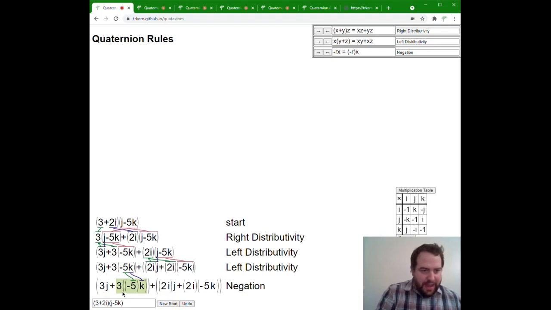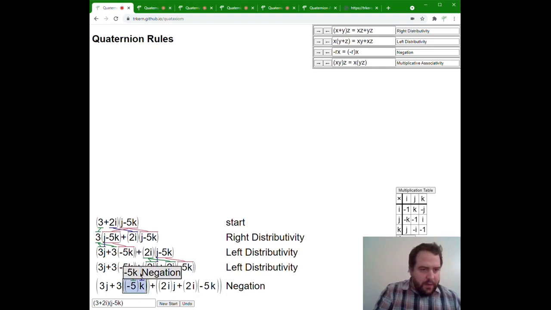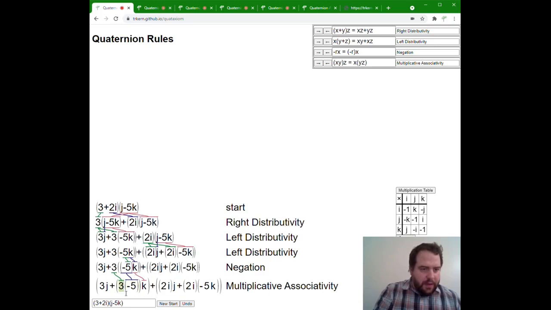And then we need an associativity rule. So this is going to be (x times y) times z is equal to x times (y times z). That's multiplicative associativity. So let's go in here. Oops, that's not what I want. There we go, multiplicative associativity.